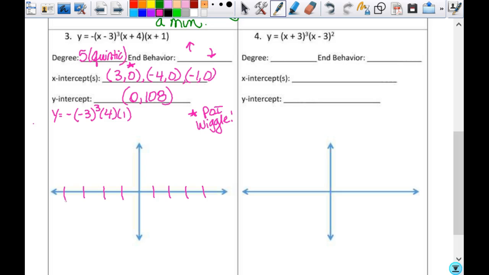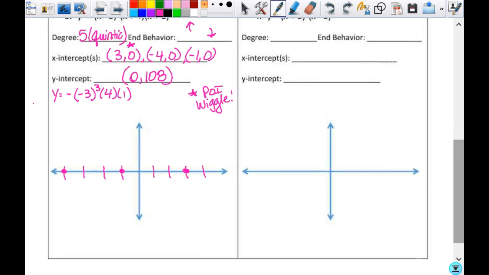All right. So at 3, 0, I have a point. At negative 4, 0, I have a point. And at negative 1, 0, I have a point. Right? Now, I'm going to start by doing this wrong. So I'm doing this wrong on purpose. Do not write this down because it's wrong.